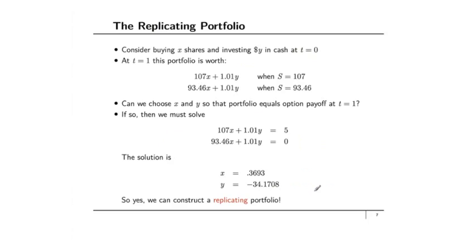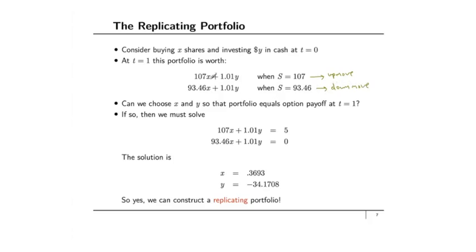So what we're going to do is consider the following strategy. We're going to consider buying X shares, or X units of the stock, and investing Y dollars in the cash account at time t equals 0. We don't know what X and Y are yet. We're going to figure out what they will be soon. At t equals 1, this portfolio will be worth 107x plus 1.01y when S equals 107, and it will be worth 93.46x plus 1.01y when S equals 93.46. So this is where we had an up move in the stock price at time t equals 1, and this is where we had a down move.